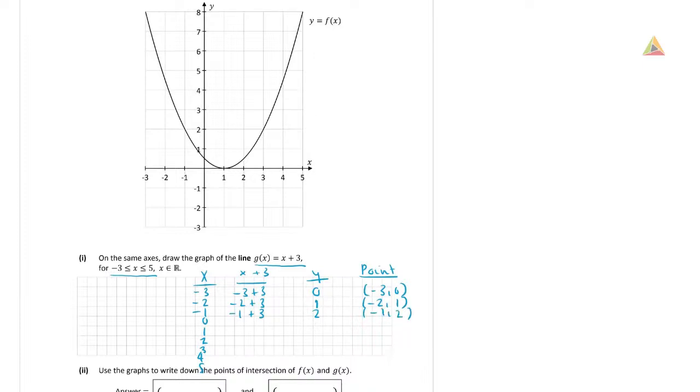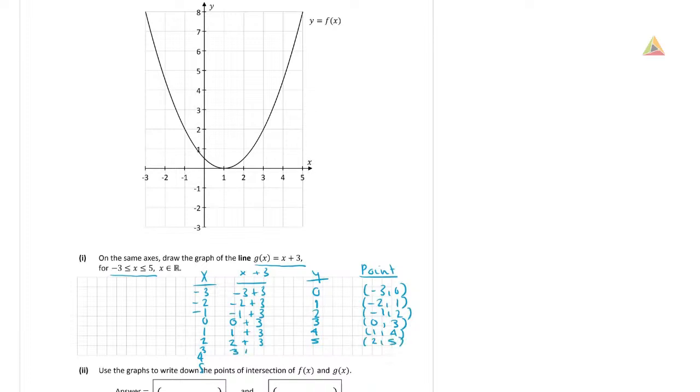My next point is 0 plus 3. 0 plus 3 is 3. So the point there is 0 and 3. My next point is 1 plus 3. That gives me 4. So my point there is 1, 4. My next point is 2 plus 3. 2 plus 3 is 5. So my point is 2, 5.